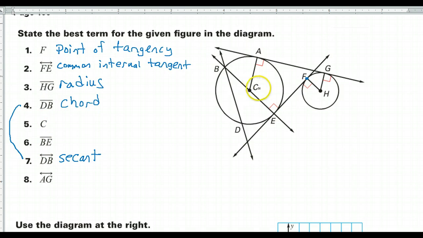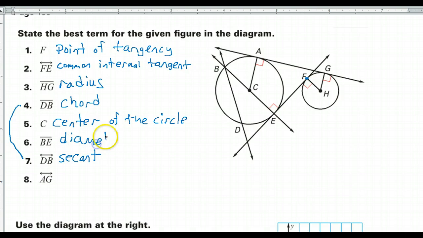Number 5, C. Point C is just the center of the circle. Okay, segment BE is a chord, but more specifically, it is the diameter of the circle. It goes right through the center all the way across. That is the diameter. And let's see, line AG. Line AG is a common external tangent.